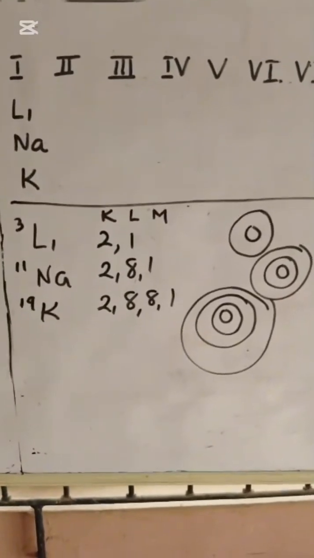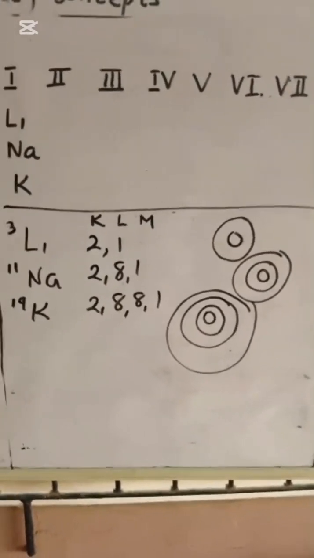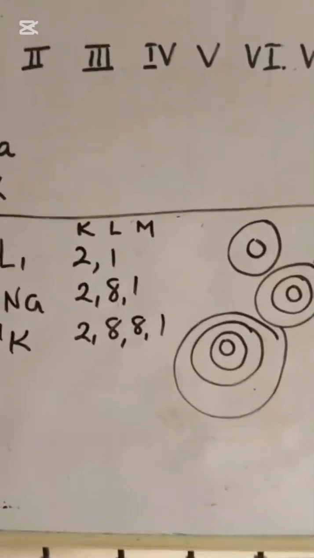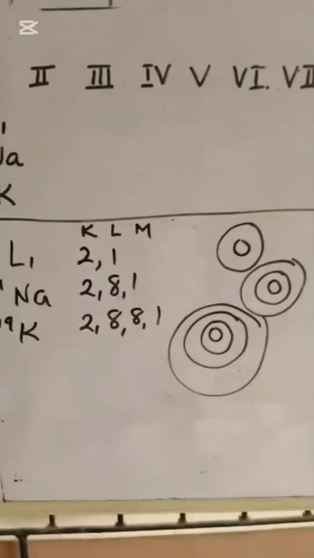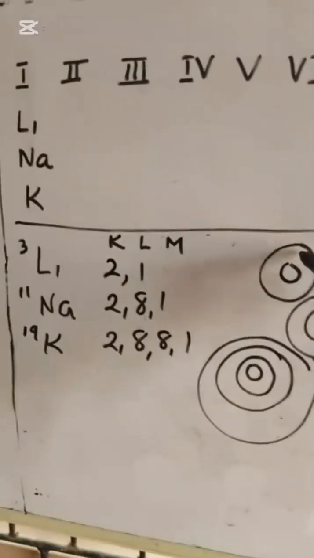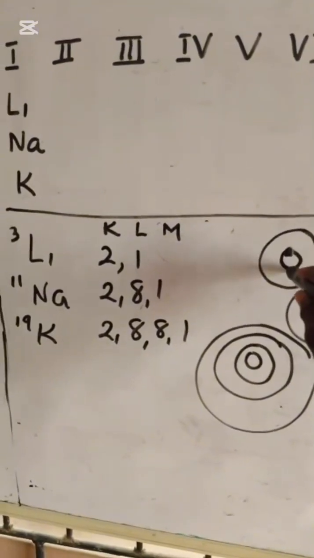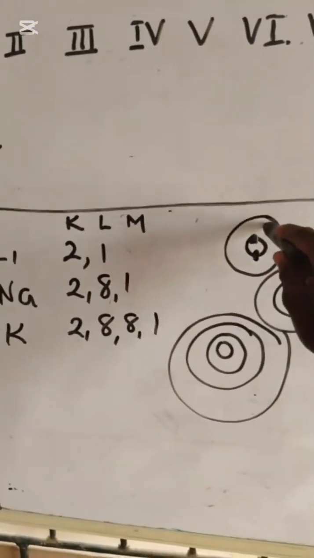Lithium, sodium, and potassium. Lithium is 2,1, sodium is 2,8,1, and potassium is 2,8,8,1. So you can imagine the electrons will be entering here. Now we can have one electron here. That's 2 electrons on the lithium, 2,1.